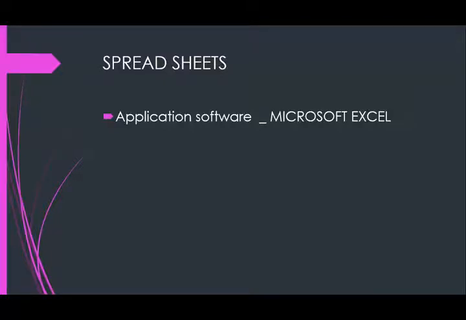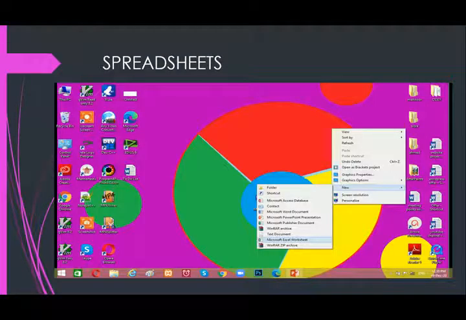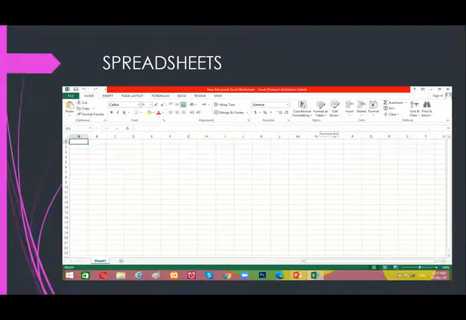Okay, now let's open the program. First of all, right click on the mouse. Then click on the new option. Then you will see Microsoft Excel. Click on it. Look, here is the Microsoft Excel sheet.